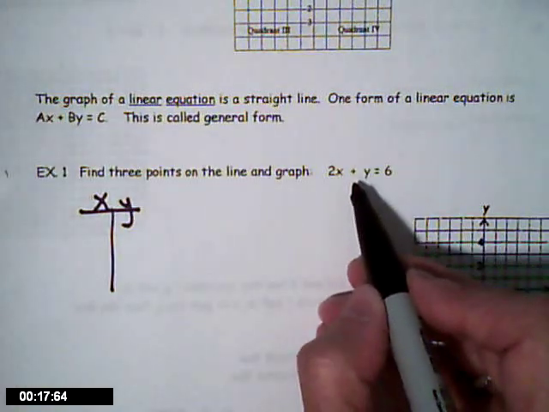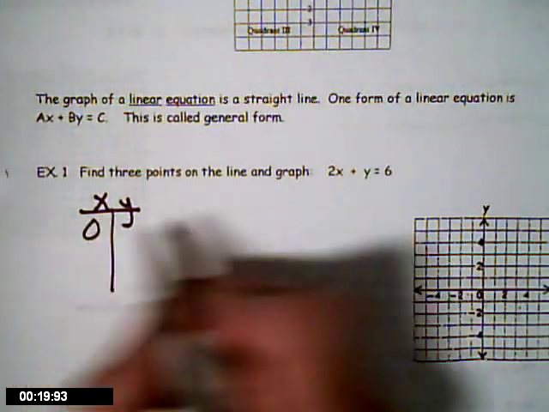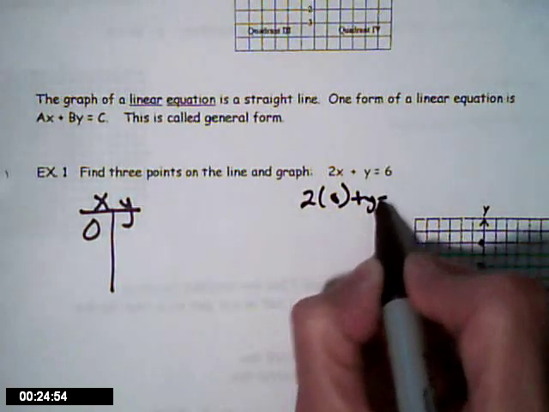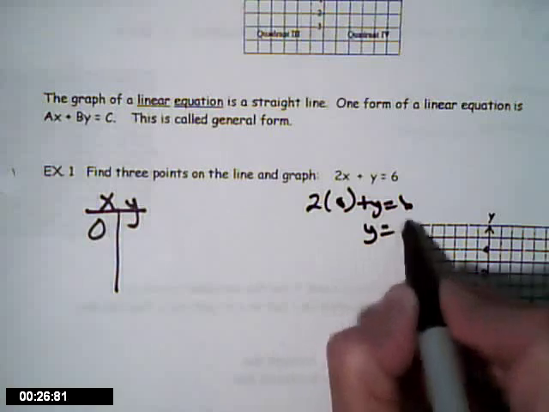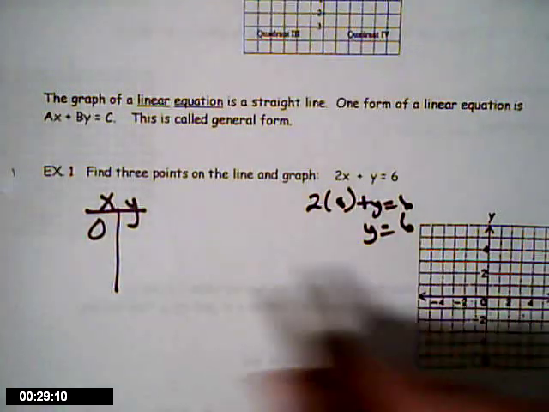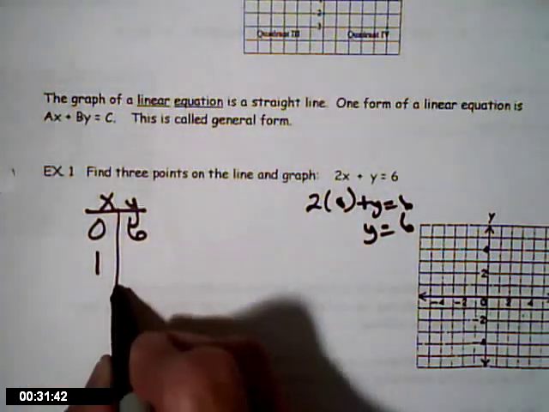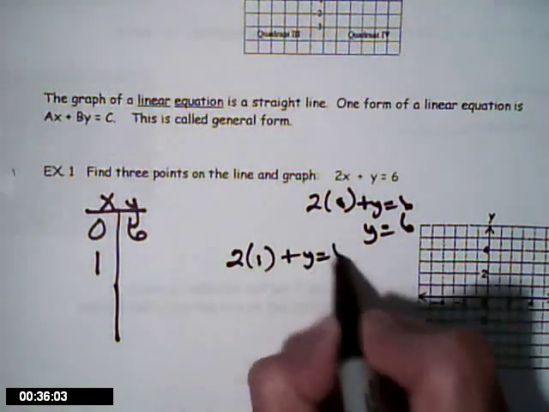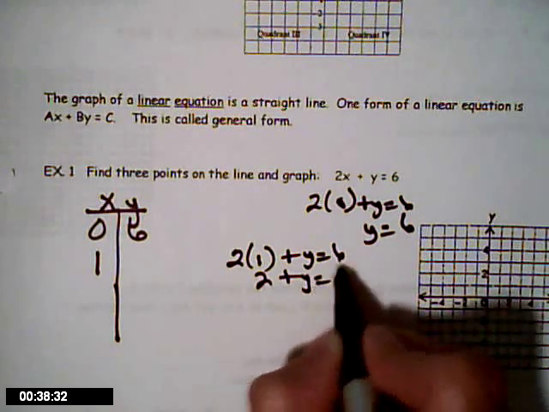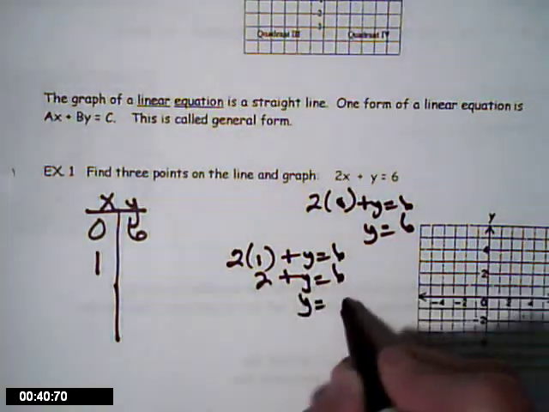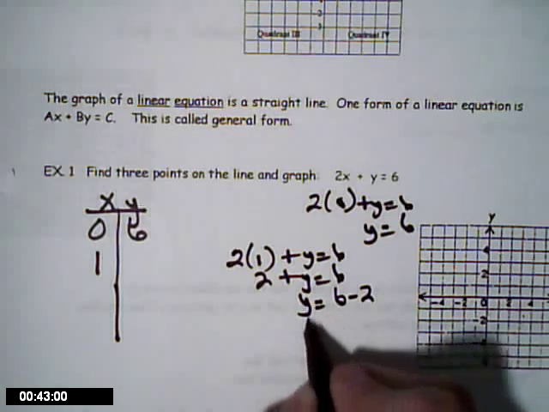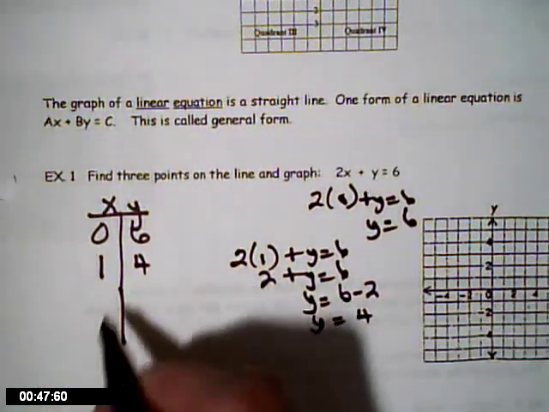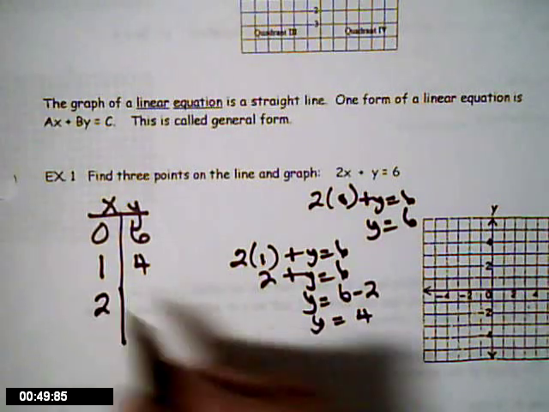If we're given 2x plus y equals 6, let's suppose we let x be 0, then we'll have 2 times 0 plus y equals 6, or just y equals 6, because anything times 0 is 0. Let's suppose we let x be 1. We would have 2 times 1 plus y equals 6, or 2 plus y equals 6. Now I'm going to move that 2 to the other side, and it becomes a negative 2. So y becomes 4.